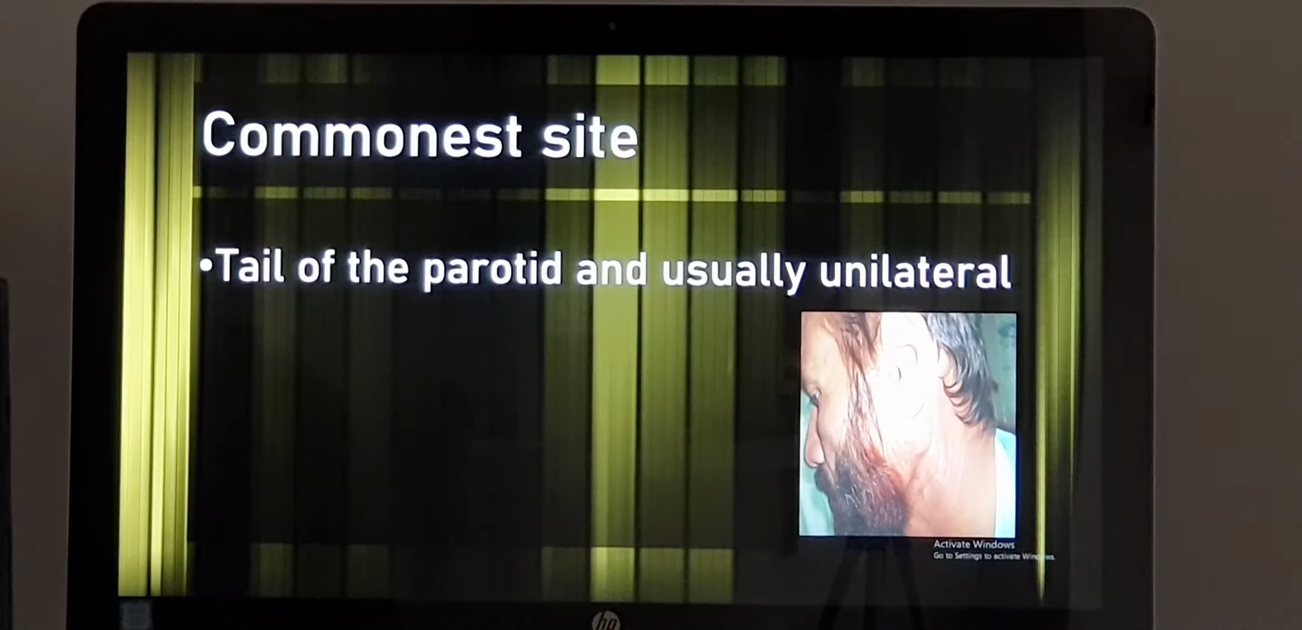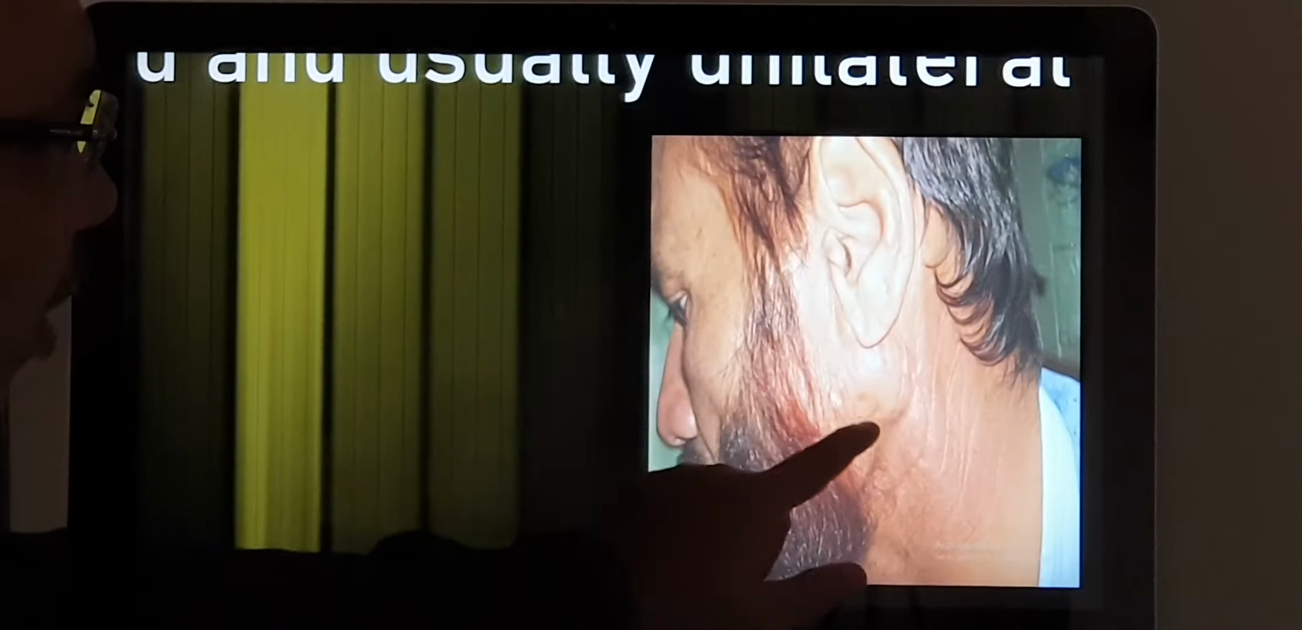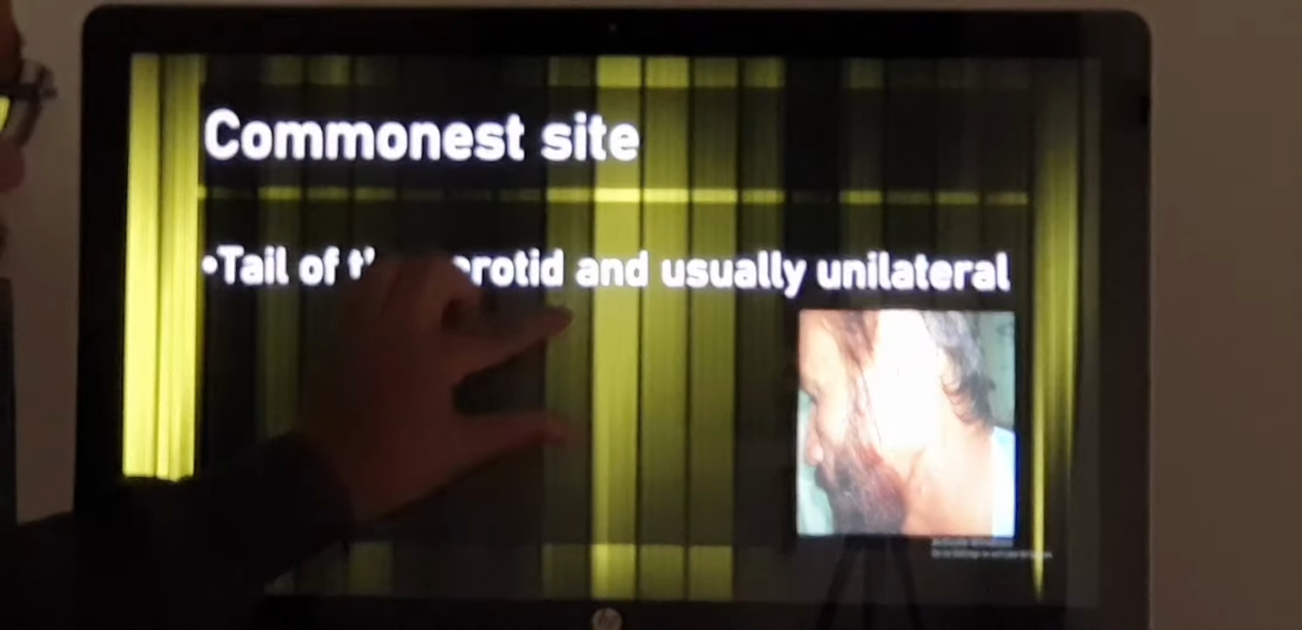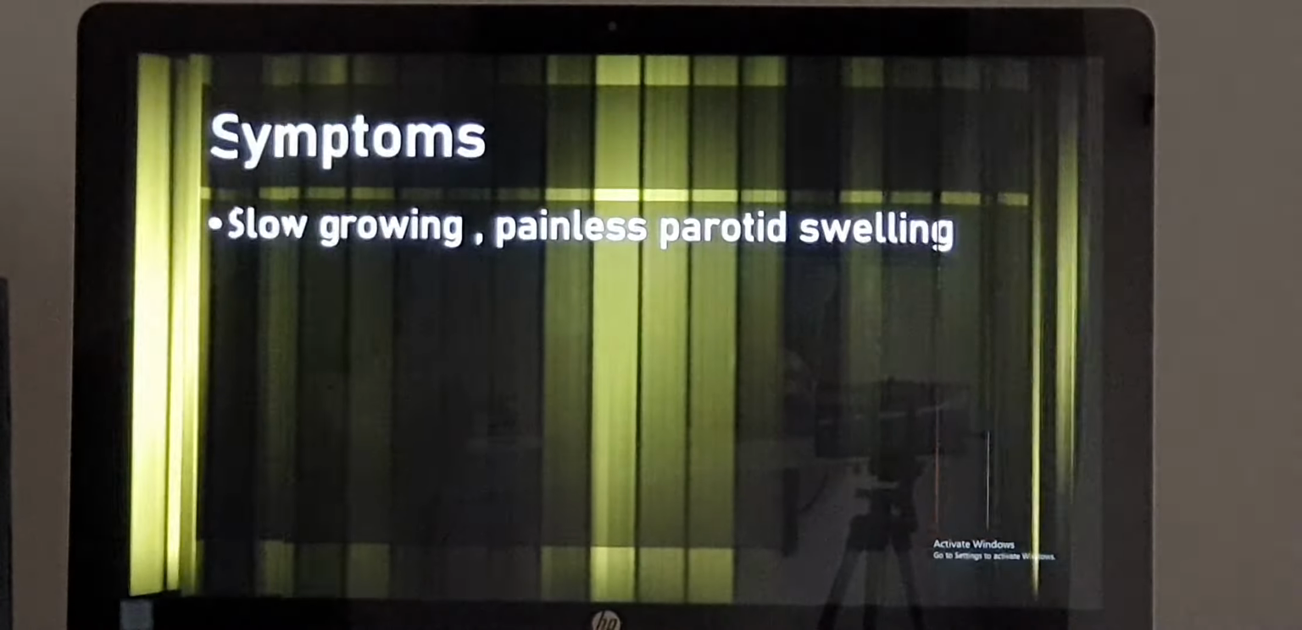As you see in this picture, it is one-sided, and you can see the swelling here. This one you have in the lower part of the gland, the tail of the parotid, and it affects only one side. The other condition, the next common one, Warthin's tumor, is usually seen on both sides, but this bilaterality is seen only in 10 to 15%, not in pleomorphic adenoma. I am telling you about Warthin's. So, pleomorphic adenoma is seen only on one side.